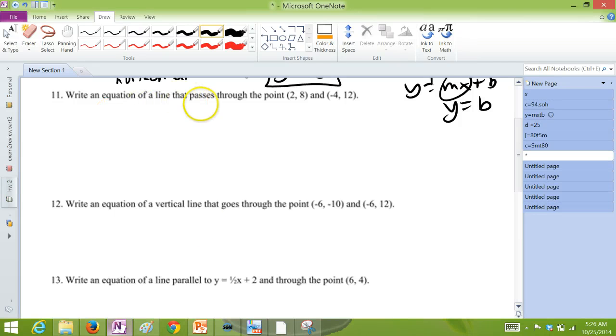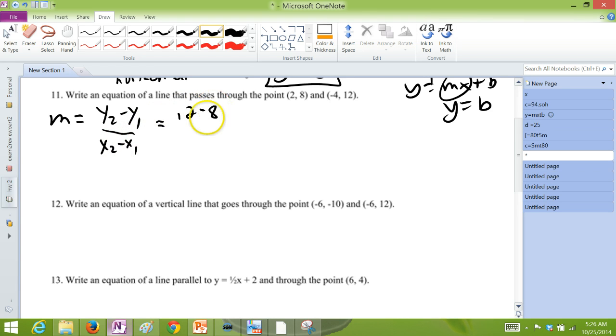Okay, write an equation of a line that passes through the points (2, 8) and (-4, 12). Let's start with the slope. Subtract the y's in the numerator, that's the rise. Subtract the x's in the denominator, that's the run.